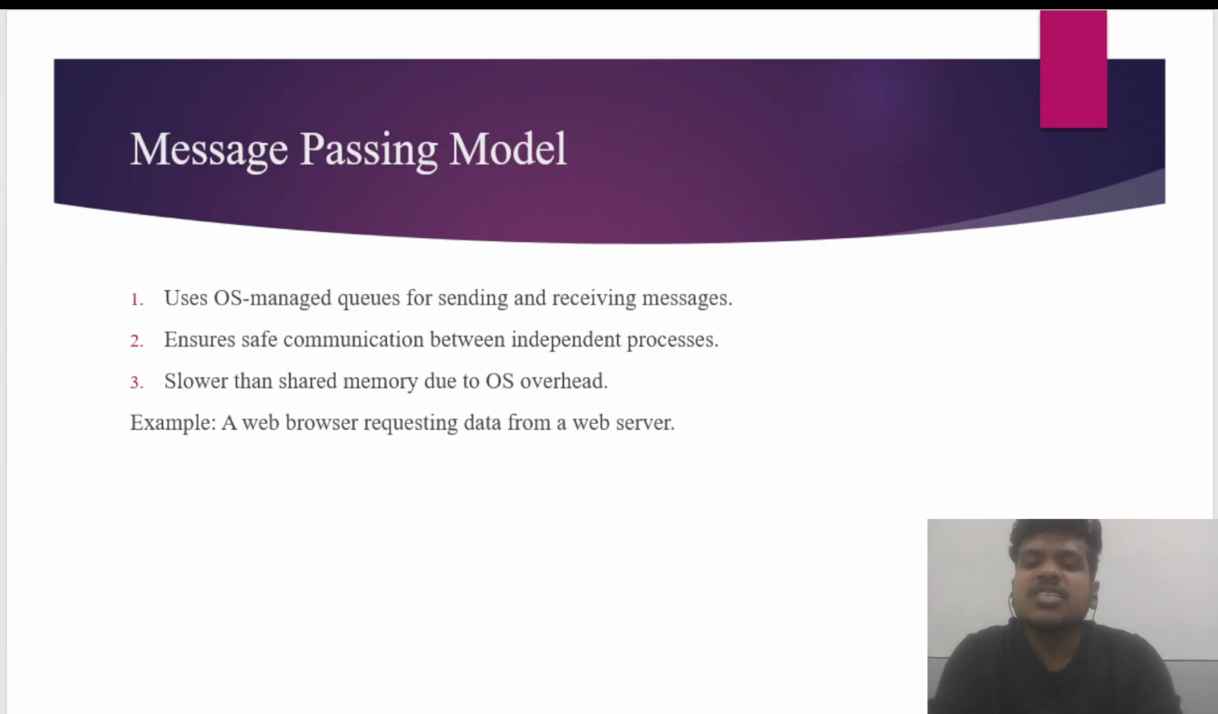Then we have the message passing model. It means that messages have to be passed. Processes send and receive messages through the operating system only. The OS provides a message queue where one process writes data and another reads it. Benefit: it works well in distributed systems where processes run on different machines. The challenge is that it is slower than shared memory because messages pass through the OS, and it is a must that the message passes through the OS.